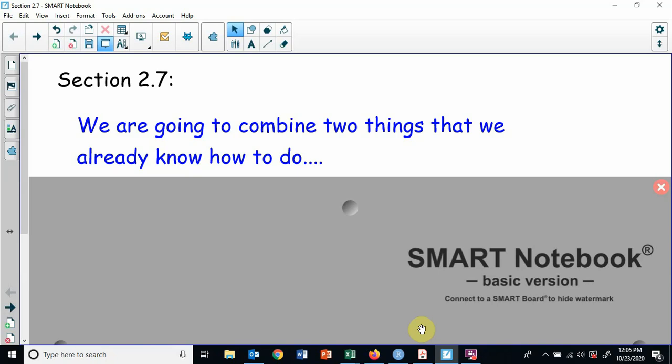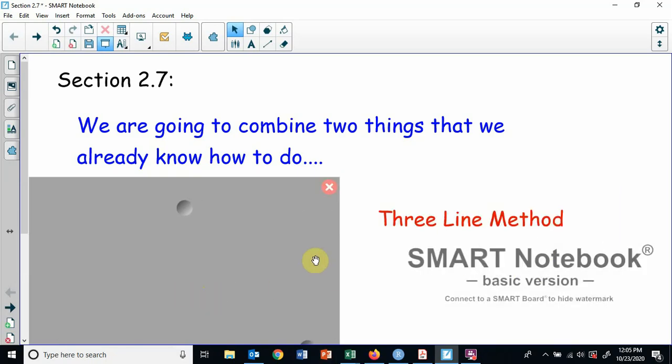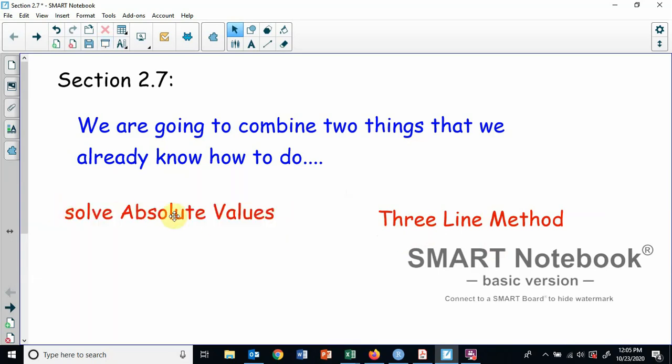So what we're looking at today is section 2.7, which is going to build awesomely off of two things that we already know how to do. Last lesson, we looked at the three-line method. And we're going to combine our ability to do the three-line method with our ability to solve absolute values. We did this back in chapter 2, test 2.